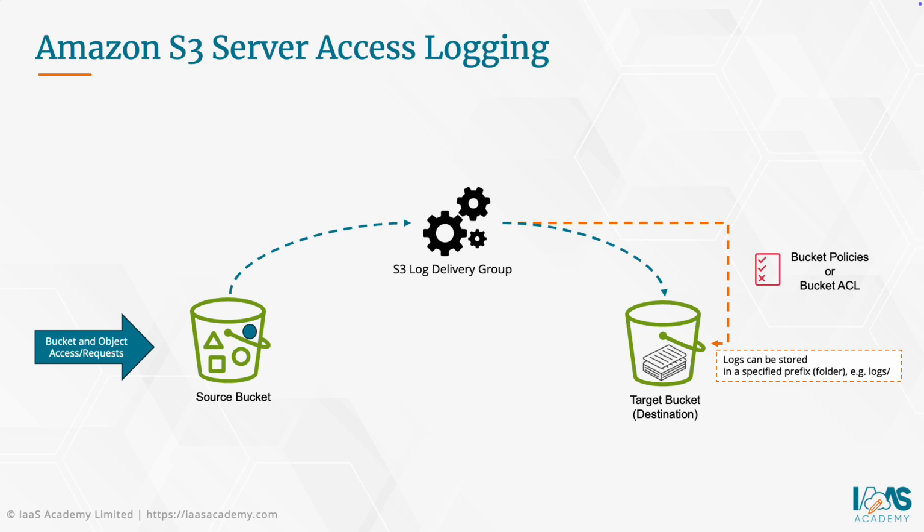One of the things that needs to happen, obviously, in order for this to work is to have the appropriate permissions in place. The target bucket is where the S3 log delivery group is going to write information about the activities that take place in your source bucket. And so the target bucket needs to be assigned either a bucket policy or specified bucket ACLs that will allow the log delivery group to write to it.